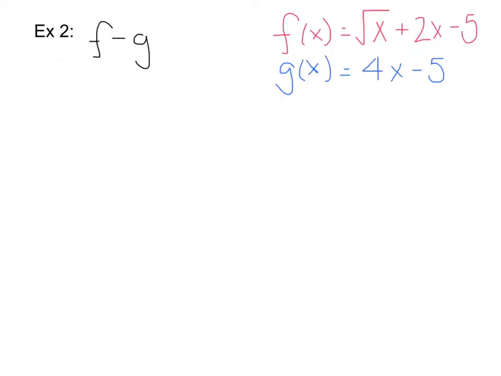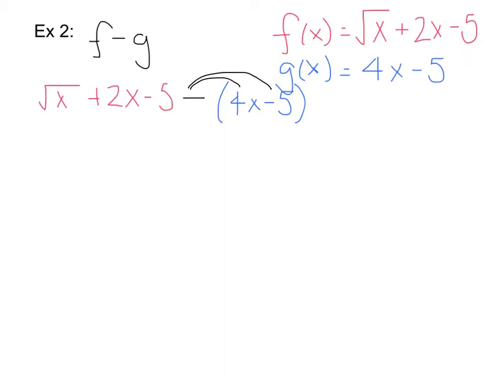In example 2, we are going to start by subtracting f minus g. So you take f of x, which is the square root of x plus 2x minus 5, and we are going to subtract 4x minus 5. Something for you to remember: I didn't just make these up. You are going to be given these two functions. And if you forget to distribute your minus sign, you're not going to get the same answer.